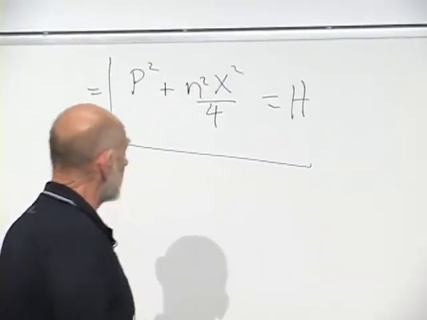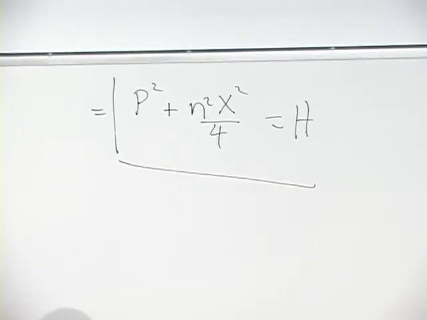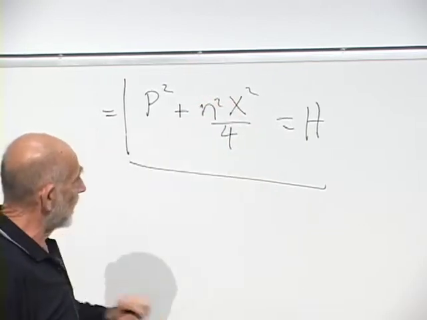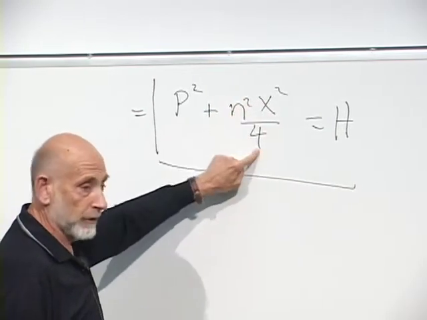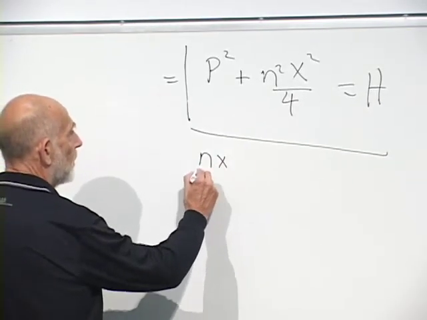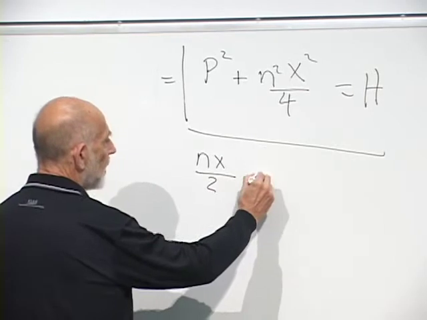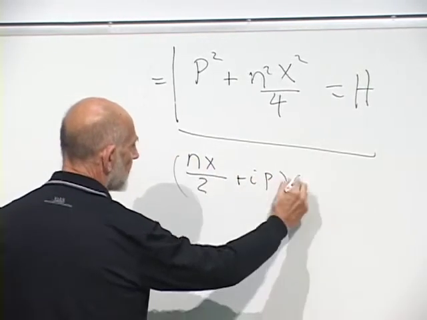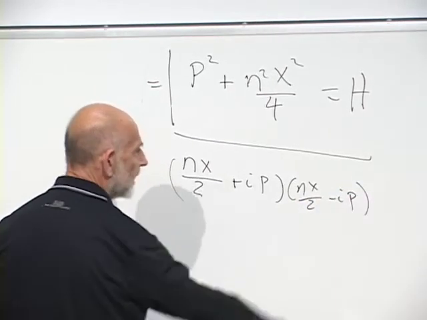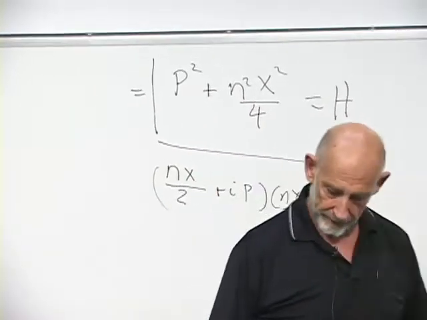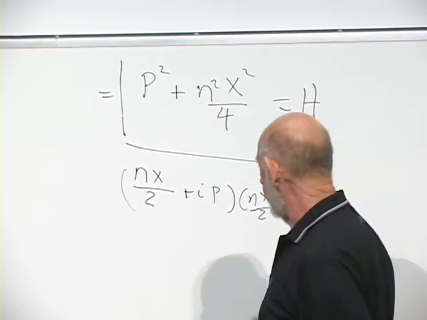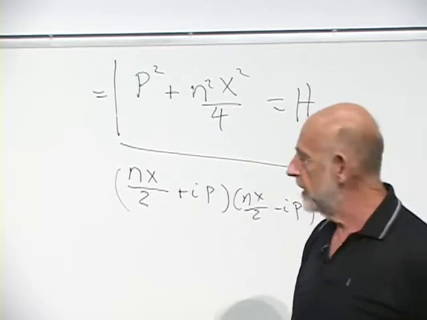So you look at this, it's the sum of squares, and you rewrite it. What is this term a square of? This term is a square of nx over 2, right? All right, so we write that this is nx over 2 plus ip times nx over 2 minus ip. That's the Hamiltonian. Okay. Next step, you give these two things names, but not quite.